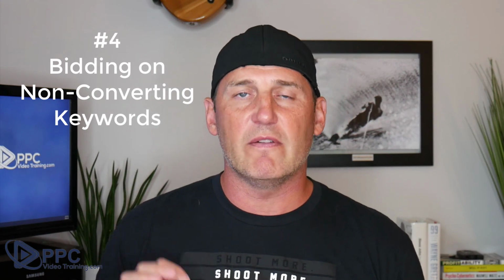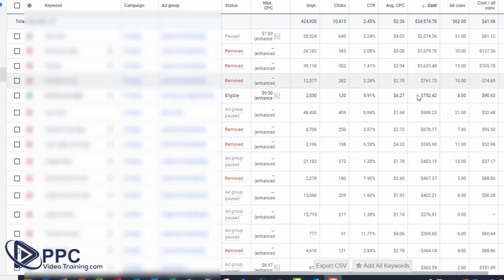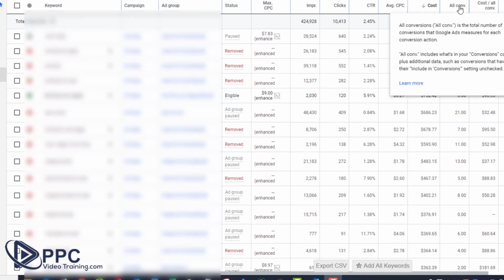So number 4, this one ties a little bit into the previous one where you're bidding too high on bad keywords. Number 4 is bidding on non-converting keywords. So once again, inside your campaign, open up the keywords and then sort by conversions.